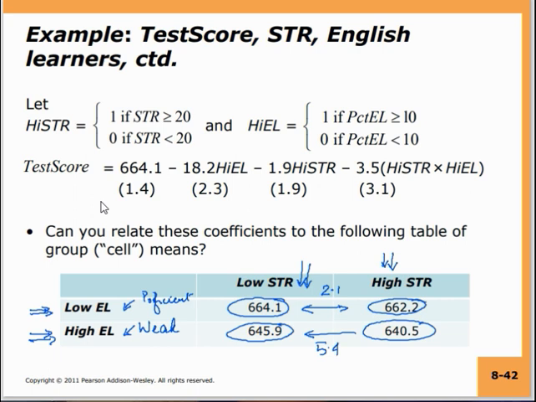So if you were to take group averages and do an ANOVA, when you look at group averages, you can do analysis of variance.